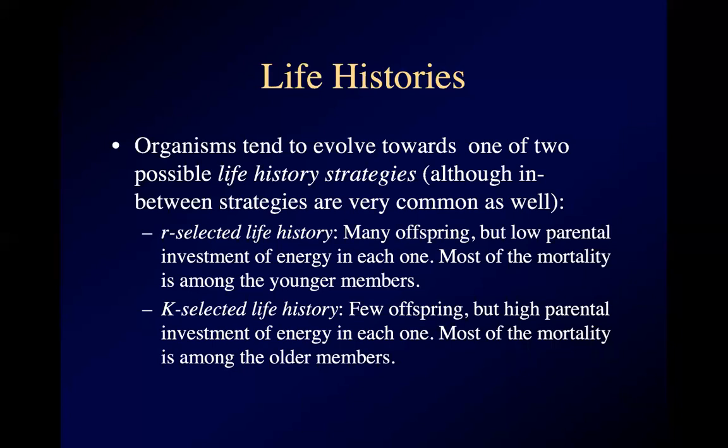As far as reproduction goes, organisms tend to evolve one of two life history strategies, although you can find lots of in-betweens. These are the ends of a scale, not an either-or classification. Organisms can evolve towards either an R-selected or a K-selected life history. I should mention R is the intrinsic rate of increase and K is carrying capacity. R-selected life history organisms tend to maximize R. They tend to increase the population as rapidly as possible.